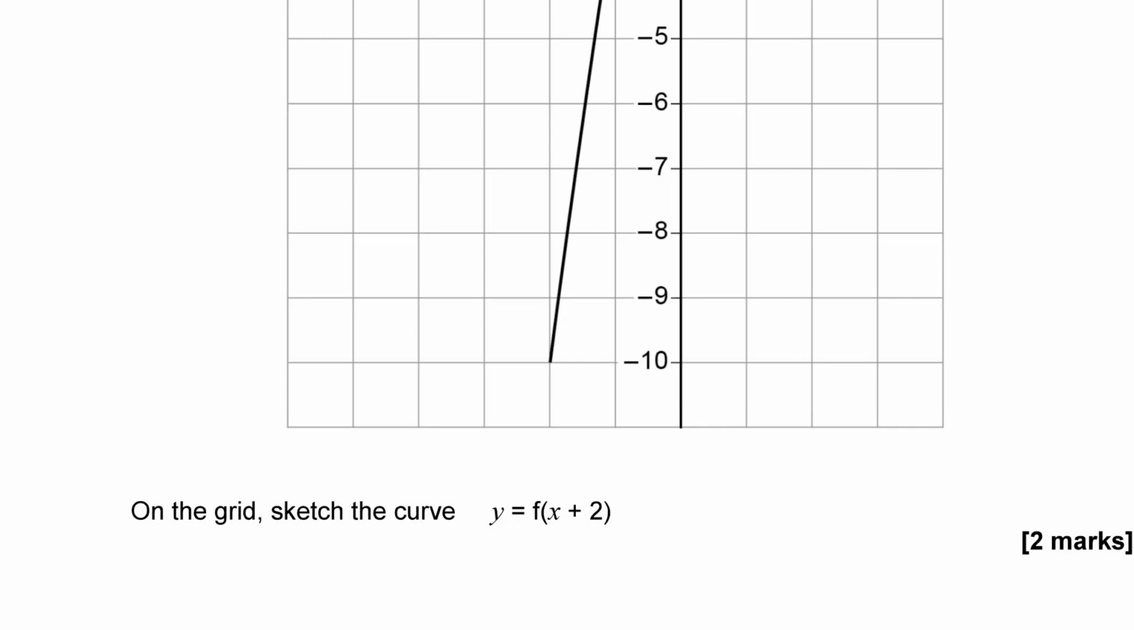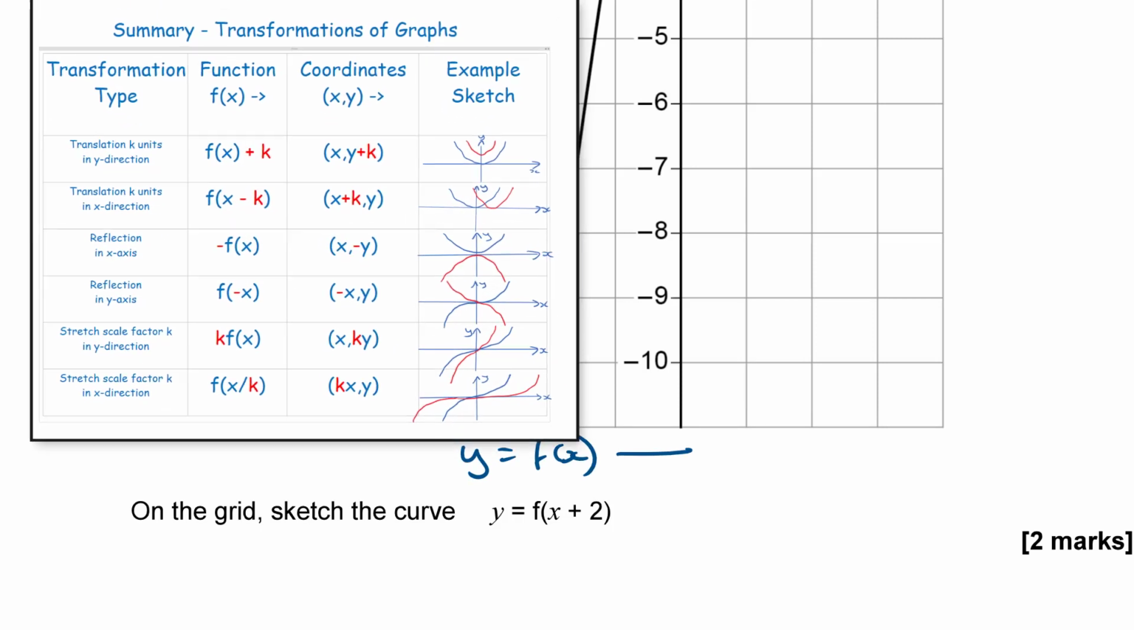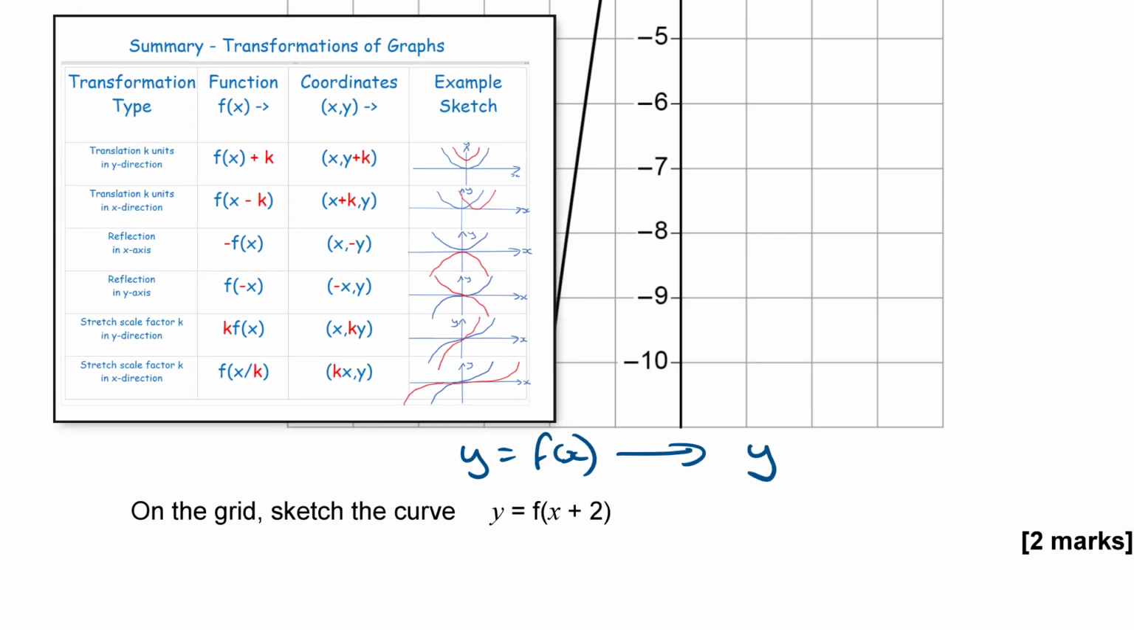Okay. So we've got a transformation of graphs question here. So if we've got our original graph, which is y is equal to some function of x, and it goes to a new graph, which is y equals some function of x plus 2, then that is a translation of 2 units. Well, it's actually minus 2 units in the direction of x.